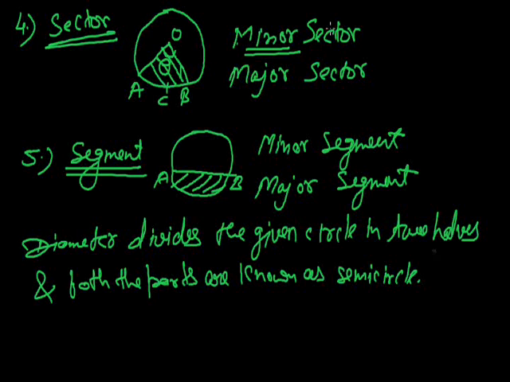So the region between two radii and the respective arc is a sector. The region between the chord and the respective arc is a segment, and the semicircle. Now let us come to the next topic.